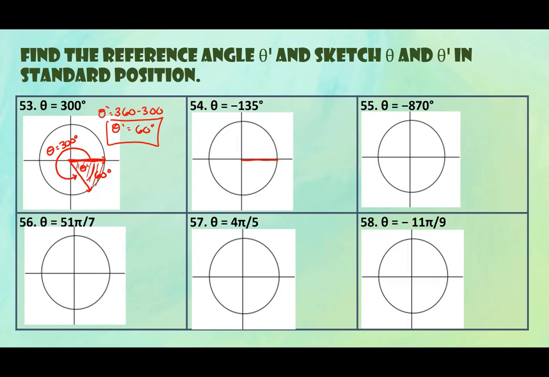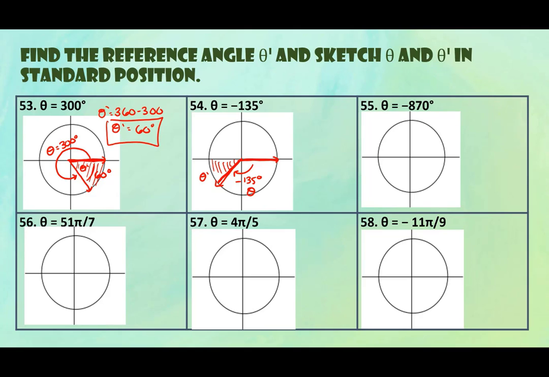So for the next one, we have negative 135 degrees. This means we are going in the clockwise direction, 135 degrees. And 135 degrees is actually halfway in the third quadrant. So this angle right here is negative 135 degrees. That is our theta. Okay, so what we're looking for is this angle right here. That's going to be our theta prime.